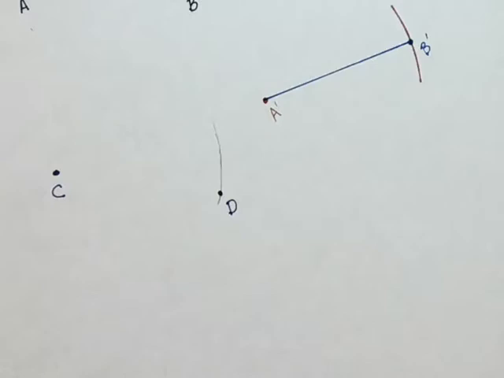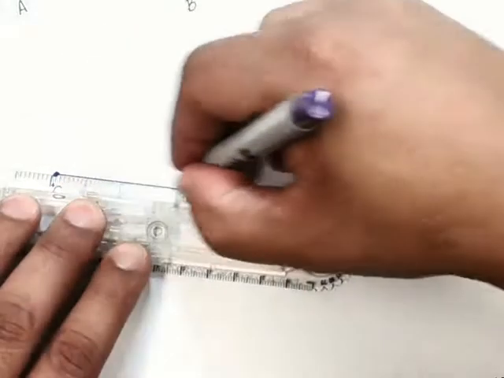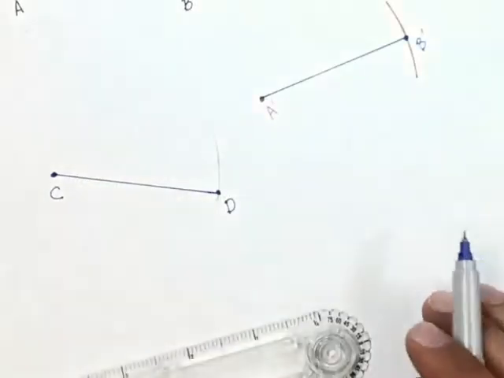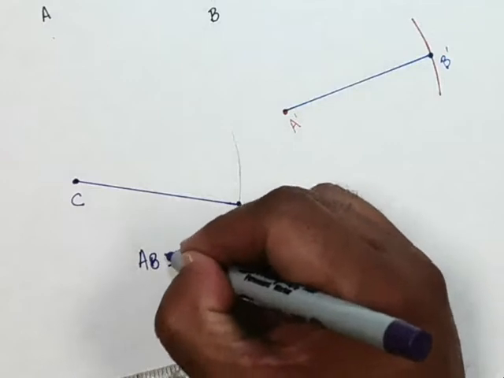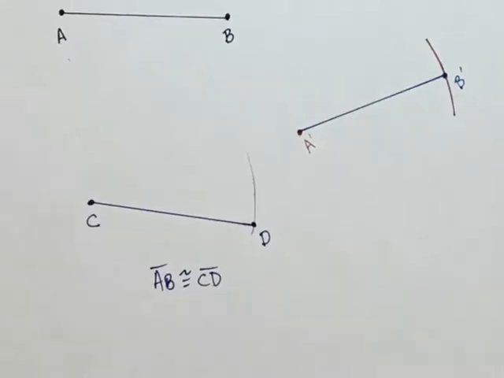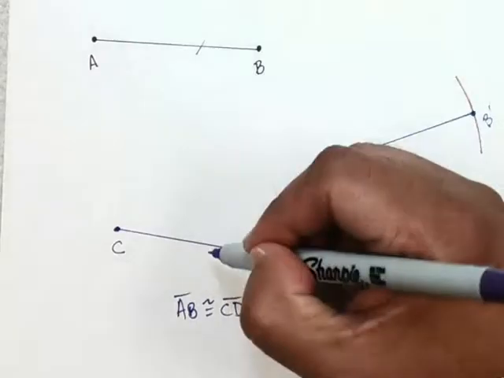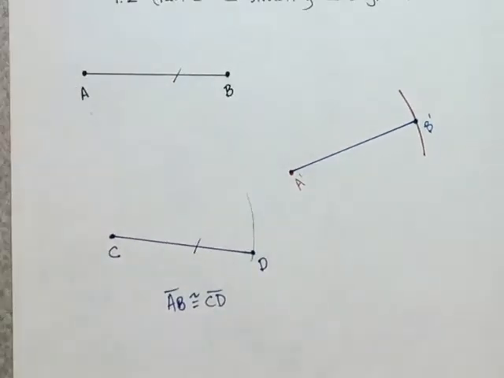And you do have to use a straight edge. Connect those 2. Right? And you would find that AB is congruent to CD. Okay? And you might see little tick marks going. But that is how you construct congruent segments.